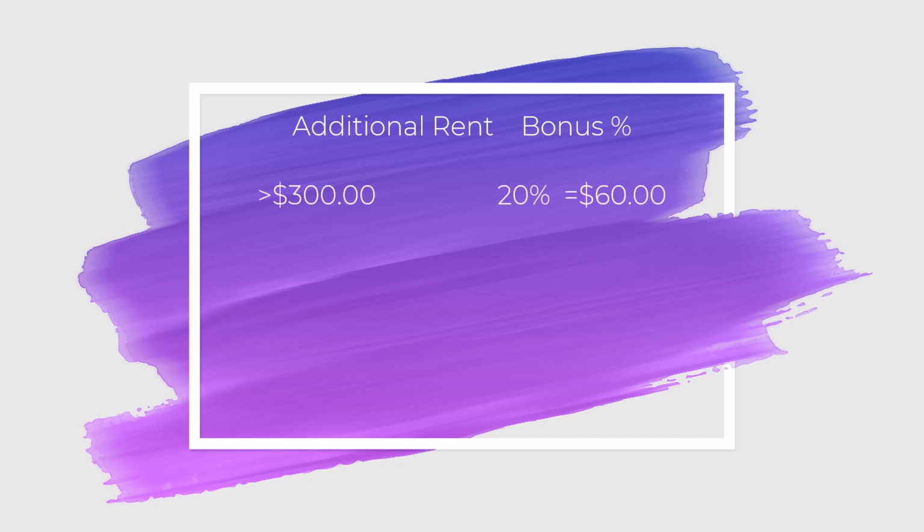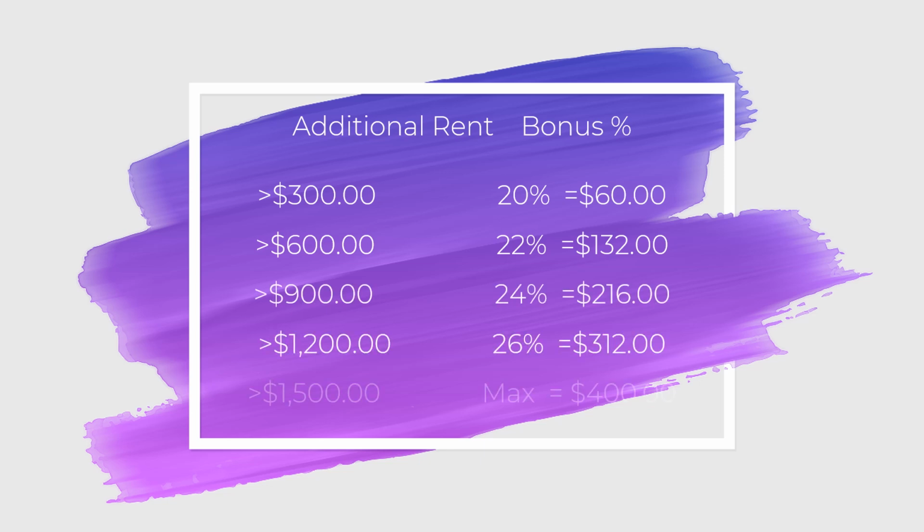Under the boosted saving and additional rent plan, if the client pays $300, they will get a 20% return on their additional rent, which is $60. And if they pay $600, they will earn 22% and so on. So the max amount that they will get is $400 as per the chart here.